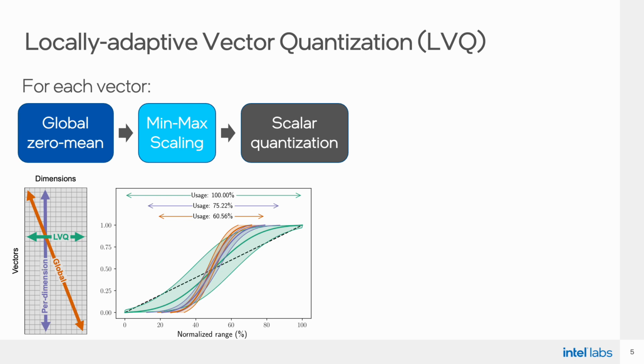In the plot, we can see that with other quantization techniques with the same level of simplicity, each quantized value only uses a fraction of the available range. Effectively, this means that we are wasting bits when encoding each value, causing a degradation in the quantization error and in the accuracy of the search. LVQ, on the other side, uses the entire available range, resulting in more accurate search results.